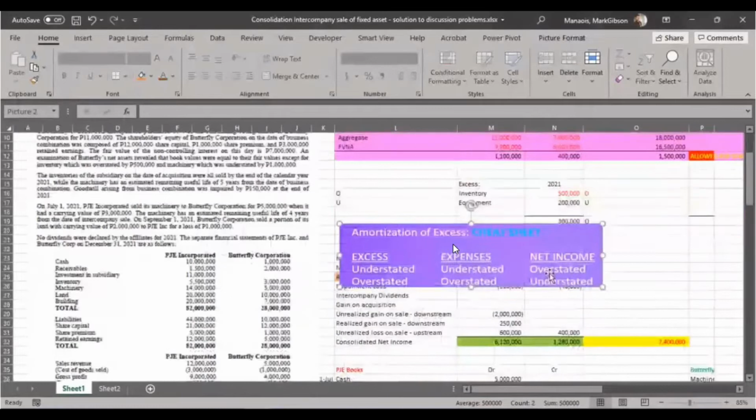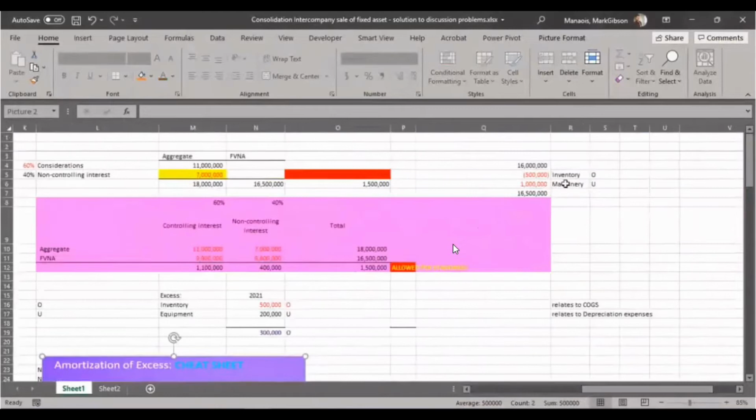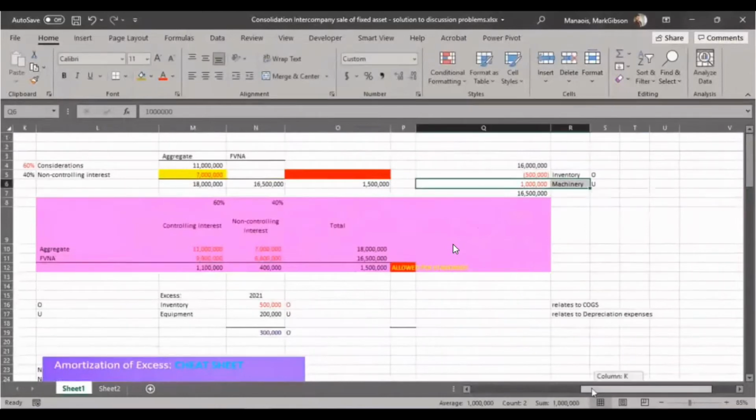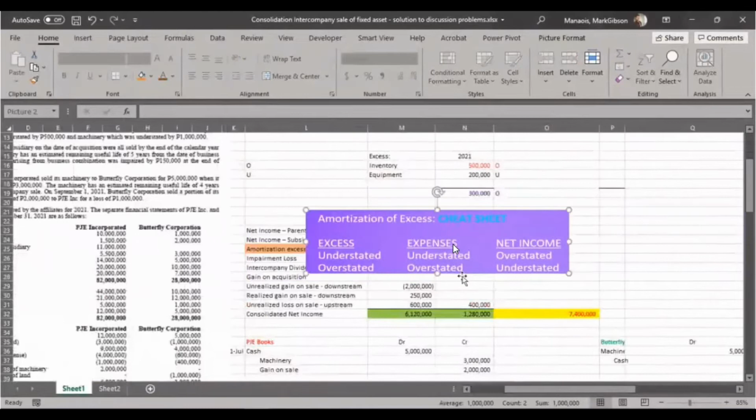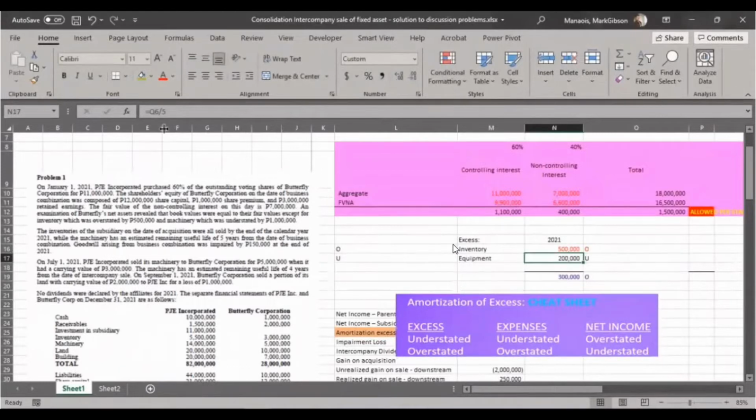Kasi equipment, this is different, no? Magkano ba yung overstatement sa equipment na understatement sa equipment natin, no? Or machinery, 1 million, no? But there, to compute for the depreciation, sabi natin, meron tayong 5 years from the date of business combination. So 1 million divide by 5 years, no? So that's 200,000. 200,000, ano yung related expense, no? With the machinery. It's the depreciation expense.